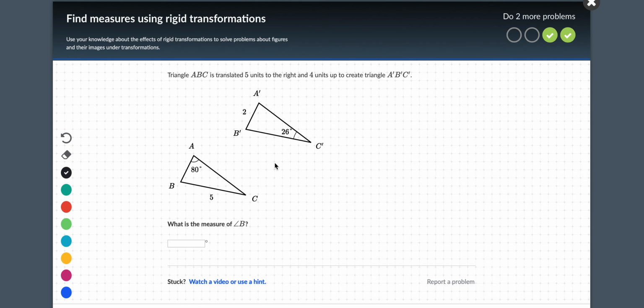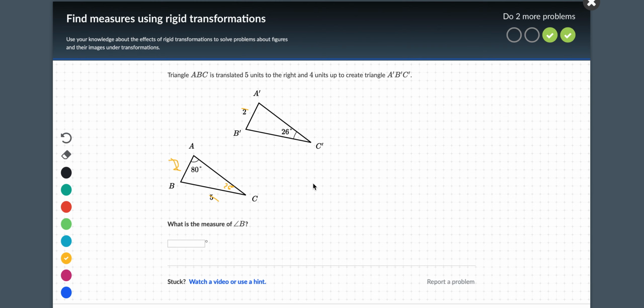Now this is even easier because it's giving us a triangle that's just been translated. So the sides are going to be the same, they're not even rotated at all. Now, it wants us to find the measure of angle B actually. So we don't even need the sides. All we need are the angles. So we know this angle will still be 26 degrees.